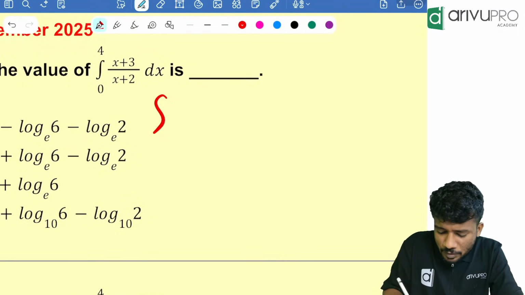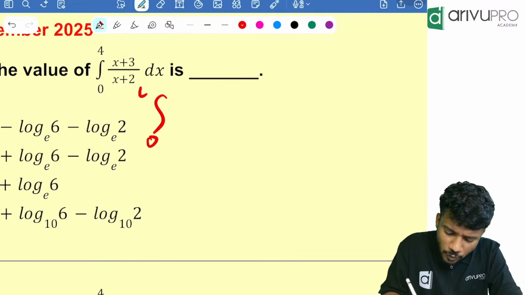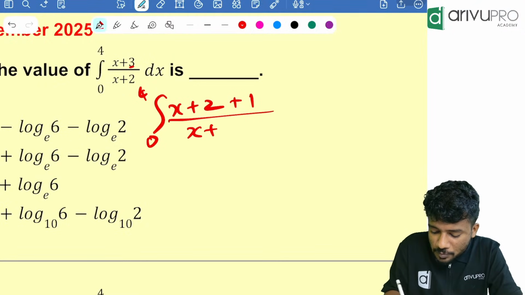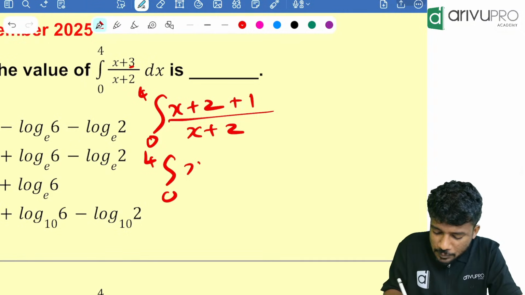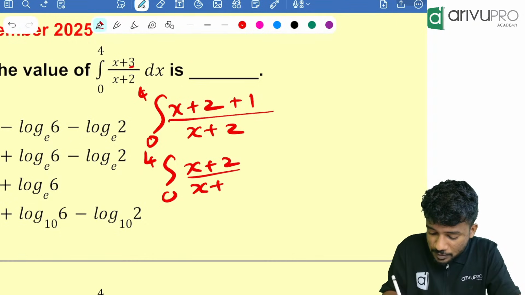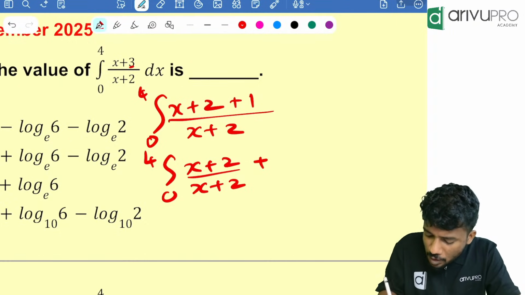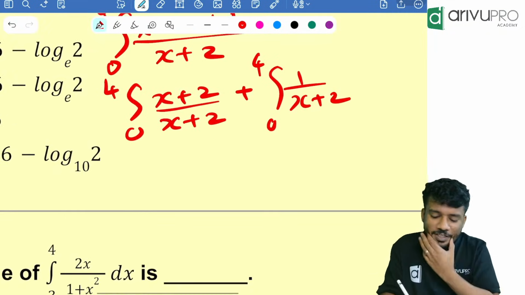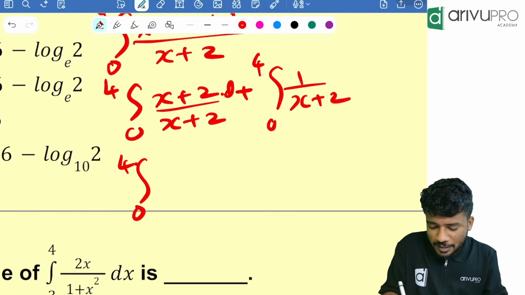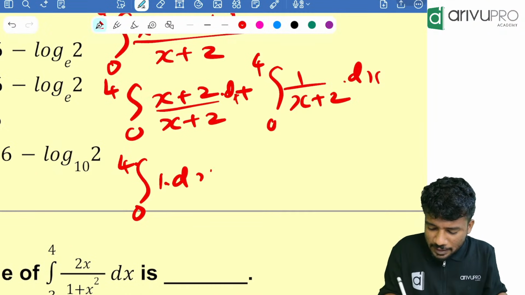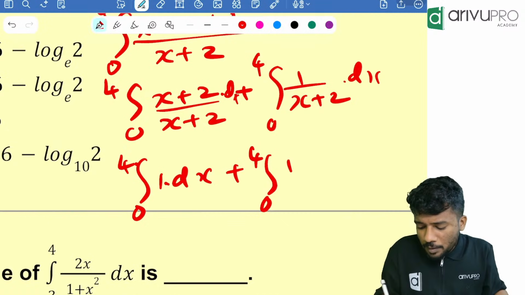Instead of this, you can write it as integral 0 to 4 of (x plus 2). I'll split 3 as 2 plus 1, divided by x plus 2. Now, 0 to 4, I'm splitting the integral, splitting the numerator: (x plus 2) divided by (x plus 2), plus integral 0 to 4 of 1 by (x plus 2). This dx is also there. (x plus 2) by (x plus 2) is how much? The 1. That means integral of 1 dx plus integral 0 to 4 of 1 by (x plus 2).